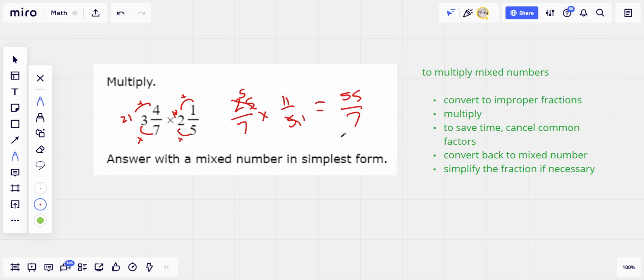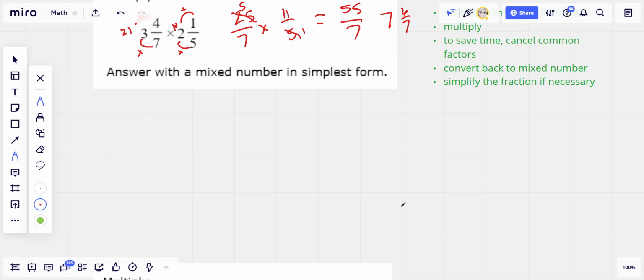Last step, convert this back to a mixed number. So how many 7s are in 55? Well, 7 times 8 is 56, so this must be 7. And 7 times 7 is 49, so I'm taking 49 away from 55. So 55 minus 49, that's going to equal 6. So this is 7 and 6 sevenths. Let's try one more.